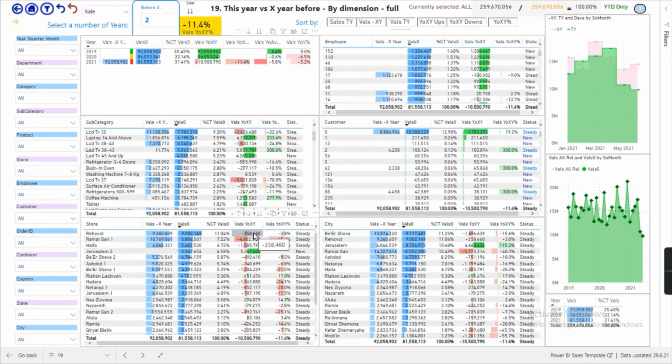We can see huge differences between stores. Some are going down a lot, and some are up. Most of them are down.